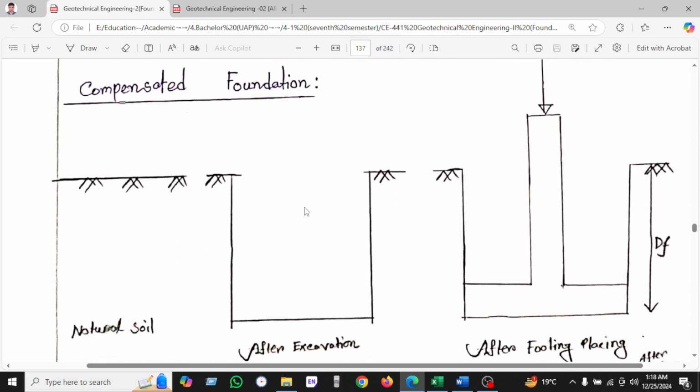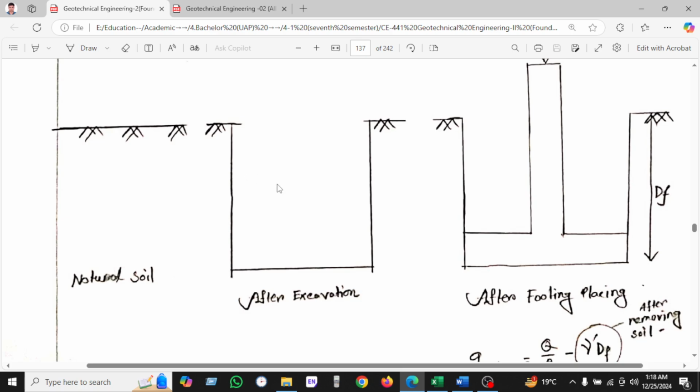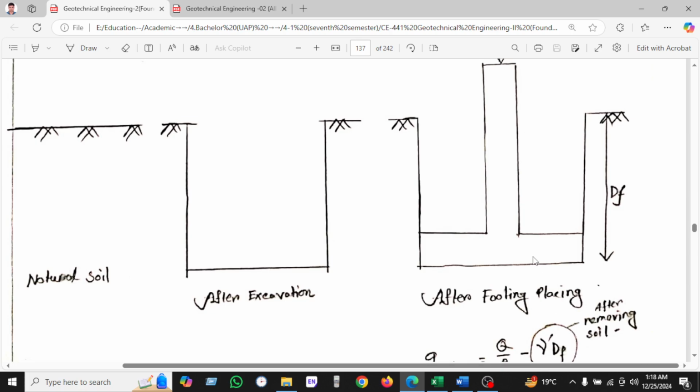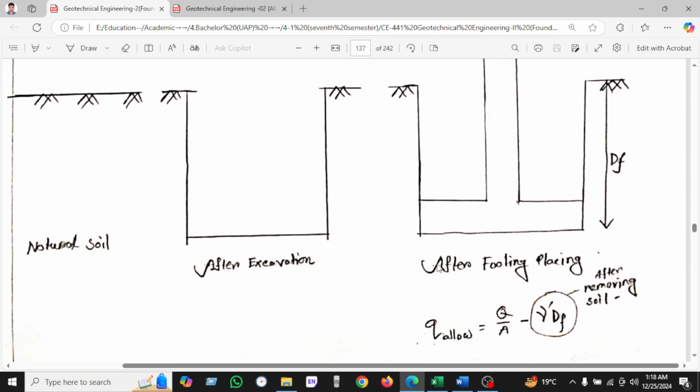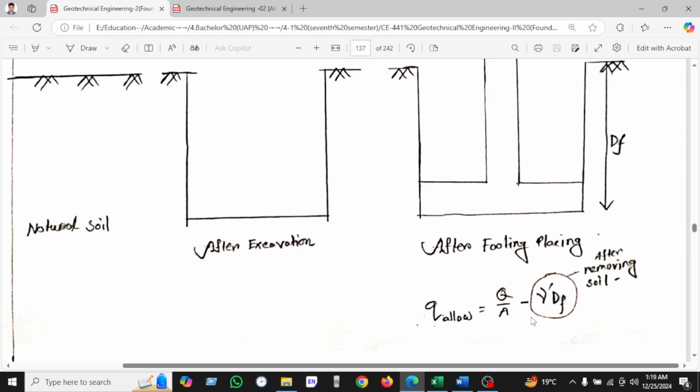So we can see here a compensated footing. This is the normal soil, and the foundation appears after the excavation. After the footing is placed here, we know q equals Q over A. Gamma times Df is the weight of the removed soil, so we subtract it from Q divided by A. So let's see.